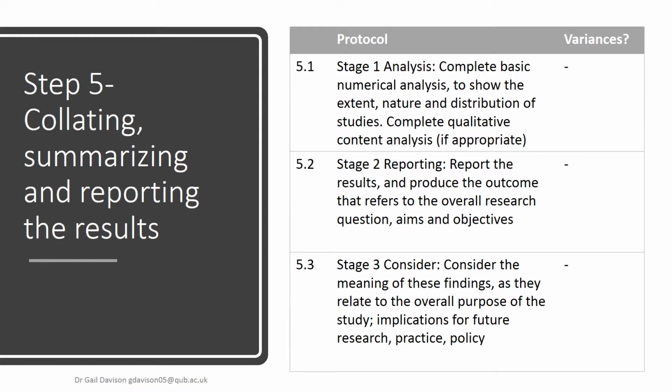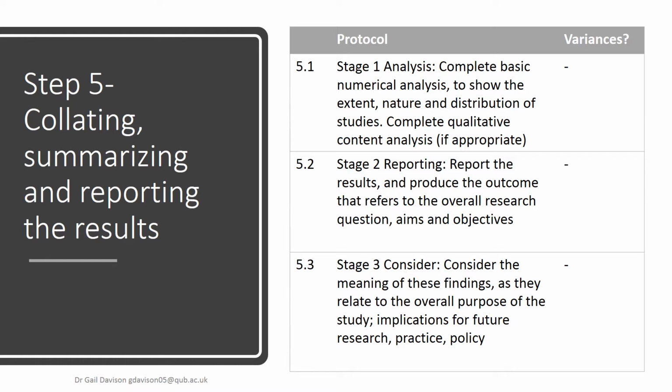In Stage 1 of this analysis, you should complete basic numerical analysis, and this is usually done on an Excel spreadsheet. It's not normally anything more than that. The reason for doing this is just to show the extent, the nature and the distribution of studies. So usually what would be captured would be the year of publication, the countries of origin, the number of participants, maybe the ages, and whatever you feel is relevant to your readers that may be looking at your final results.